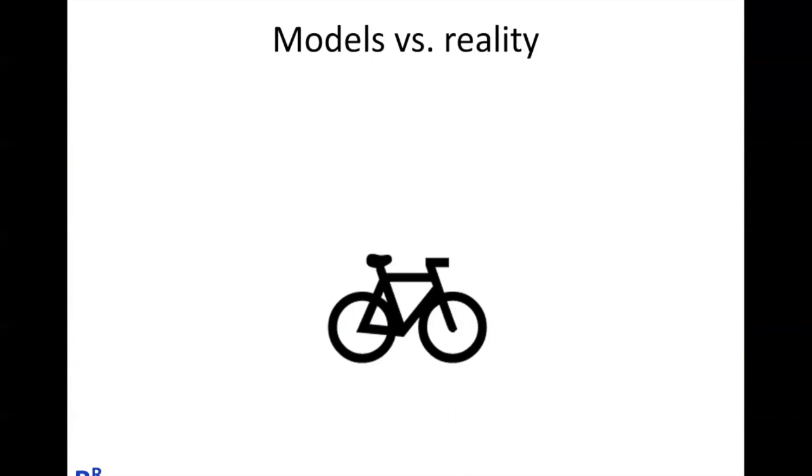Bicycle. Looks like a bicycle. It's looking like a bicycle. Yes, it looks like a bicycle. You're using your words really wisely, because it's not a bicycle. It's a model of a bicycle.